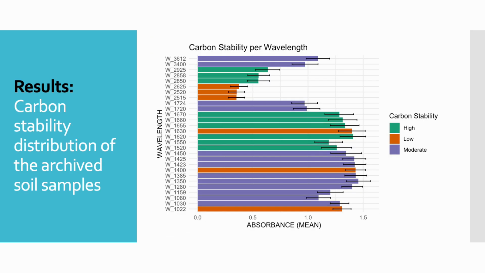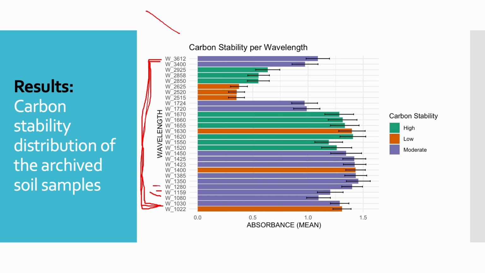Now let's go to the results. From the 1,869 wavelengths, we will focus on these 28 wavelengths right here, because based on existing literature, these wavelengths are the most important to use to determine or assess the carbon stability in soil. Each wavelength corresponds to different functional groups that have different carbon stability ranks.